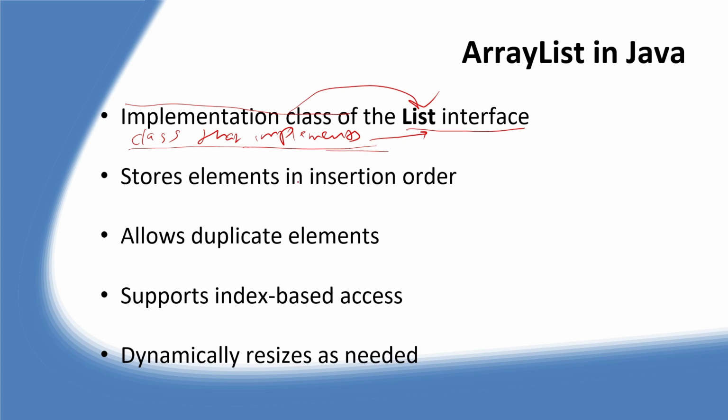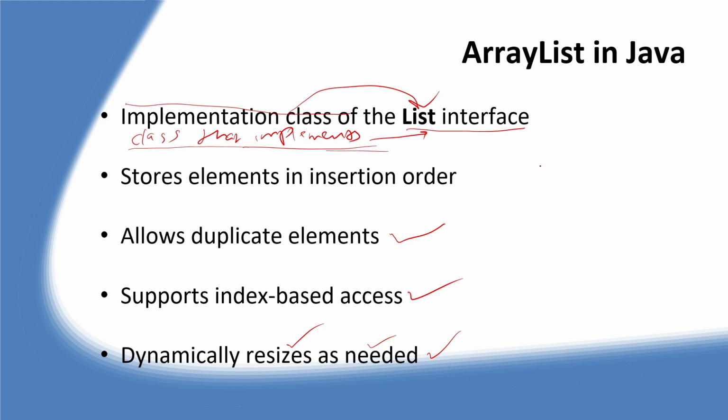It stores elements in insertion order. That means it maintains insertion order. It allows duplicate elements and it supports index-based operations, and it automatically grows or shrinks as elements are added or removed. If elements are being added, then it will grow. If elements are getting removed, then it will shrink. So dynamically it is resizing as and when needed.